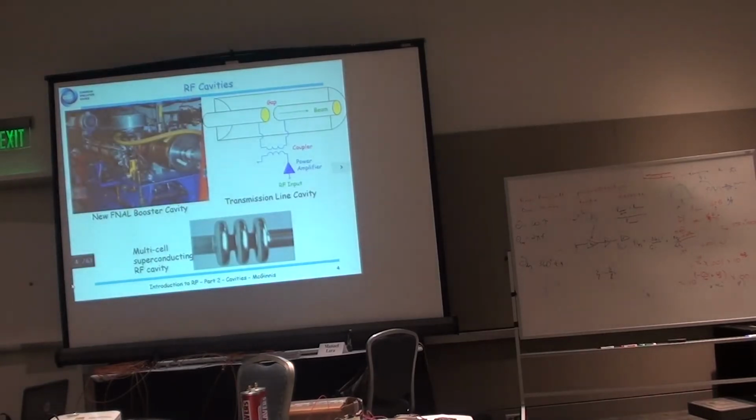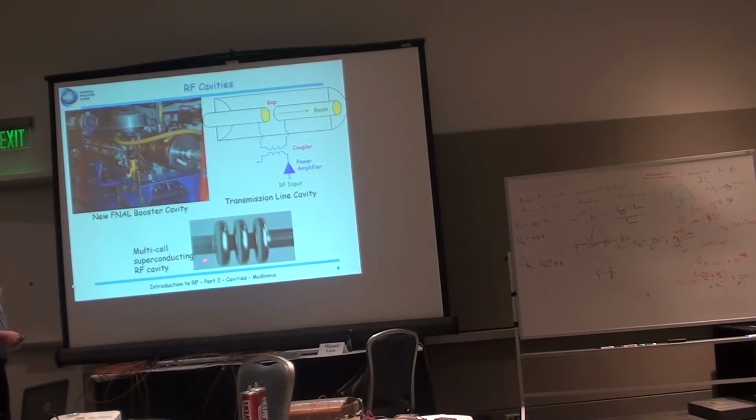RF cavities come in all sorts of different types, shapes, and flavors. This is a booster cavity in the Fermilab tunnel. It's a very old cavity, designed in 1969. It's got tuners on the ends. It's a transmission line type cavity, and it's an example of a very old style cavity.